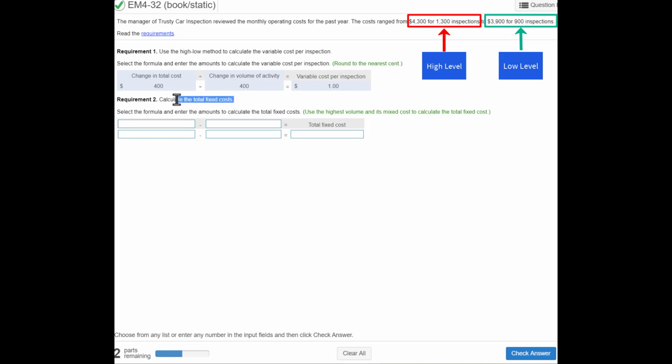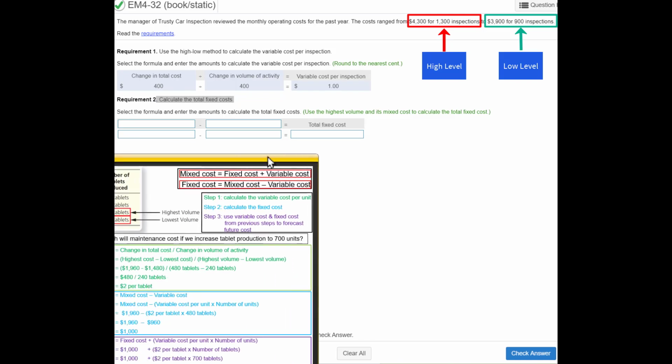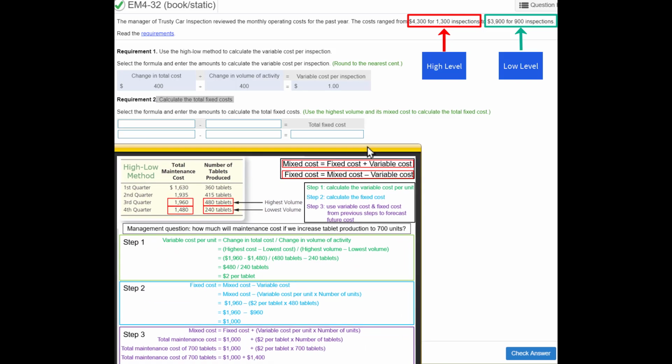So our next task is to calculate the total fixed cost. So the way we did that in the slides is listed down here in step 2. Fixed cost equals mixed cost minus variable cost. Well, how did we get there? What does that mean? Well, notice the mixed cost up here. A mixed cost is just the fixed cost plus the variable cost. And if we use some simple algebra and rearrange this, it becomes fixed cost equals mixed cost minus the variable cost. So that's what we're going to do right up here in step 2.